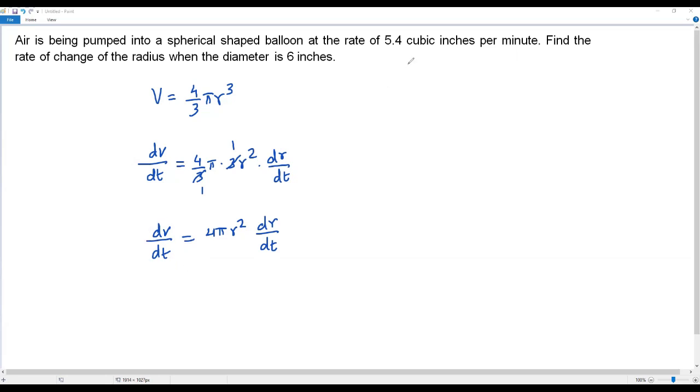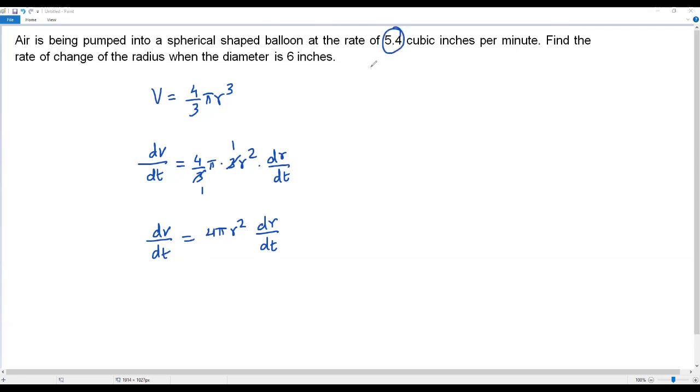So according to the question, it's 5.4 cubic inches, because the question clearly says air is being pumped into the balloon. So when air is being pumped into the balloon, the volume of the balloon is changing, that is, increasing at a rate of 5.4 cubic inches. Since the volume is getting increased, we have to take this value with positive sign.